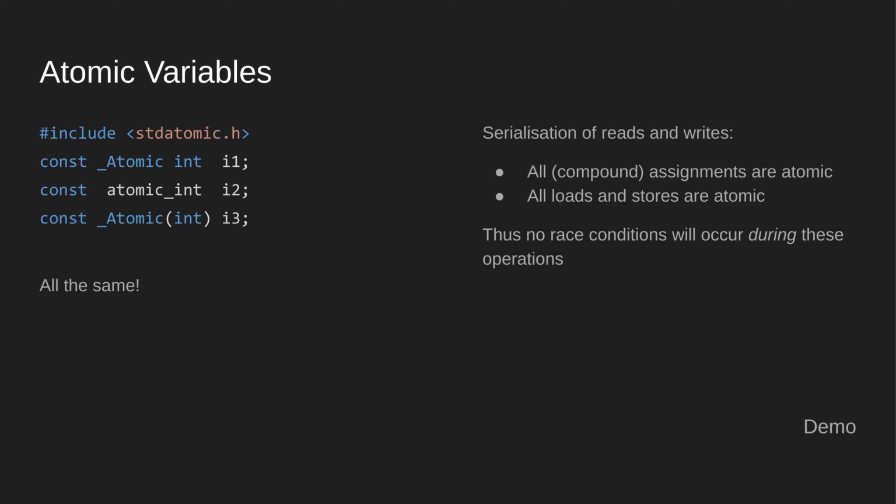And now there are 3 ways to declare a variable as atomic in C, and it's kind of ugly, and I don't really have an explanation for it, but my advice is to pick one and stick with it. I like to use the underscore capital A Atomic and using that as a separate keyword, but they're all the same thing.